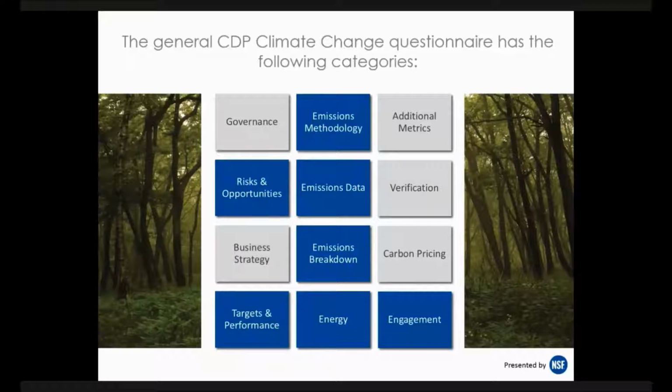So as you just heard from CDP, there's a lot of different categories in the climate change questionnaire. And what we really want to focus on today is how NSF International can help you with a few of these. So we can help you in all of these areas, but more specifically, I want to talk about the ones highlighted in blue. So the first is the risks and opportunities assessment. The second is targets and performance. And we'll be talking about emissions and energy kind of in one category, and also with engagement.